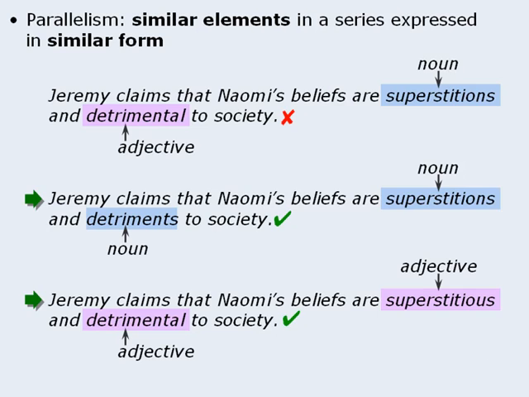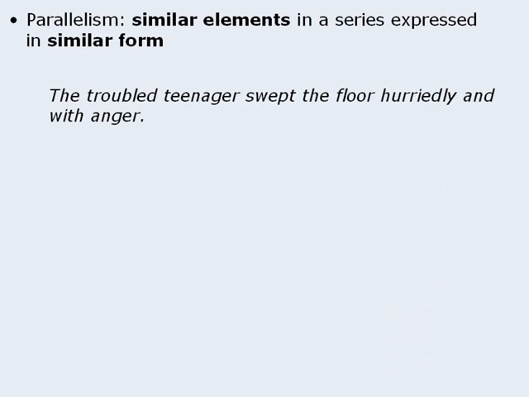Okay, here's another sentence to consider. The troubled teenager swept the floor hurriedly and with anger. In this sentence, we have a series of two things that describe the manner in which the teenager swept the floor. The first element, hurriedly, is an adverb, and the other element, with anger, is a prepositional phrase.